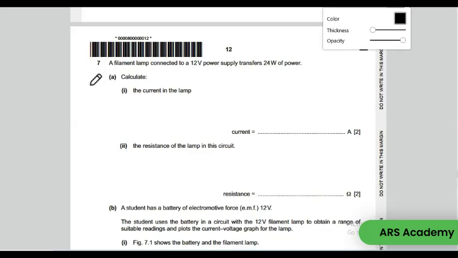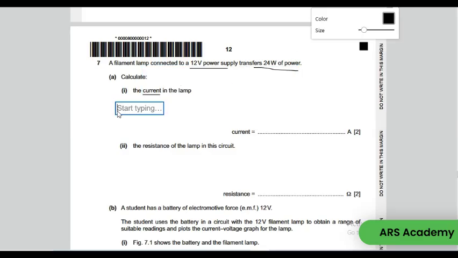Question 7. A filament lamp connected to a 12-volt power supply transfers 24 watts of power. Question A. Calculate part 1, the current in the lamp. So we know that power is equal to current multiplied by voltage. So we have the power and we have the voltage. So the current is power divided by voltage. 24 divided by 12 is 2. So 2 amperes is the current.